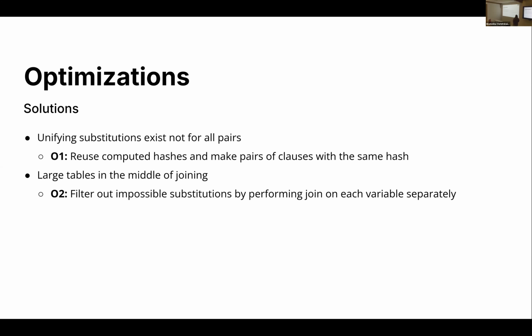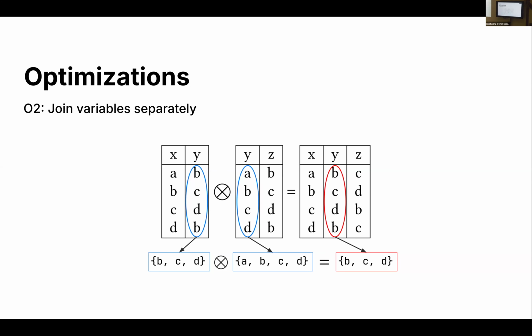The second optimization: we can try to filter out some impossible substitutions in advance. How can we do this? For each variable, we can perform the join operation separately. Let's take the set of y's here and in another table, and then we intersect these sets because of consistency. These operations are quite simpler than join operations for the whole table. As a result, we get a set of options that could be produced in the result, and using these sets, we can filter out in advance the rows, the substitutions that are impossible.